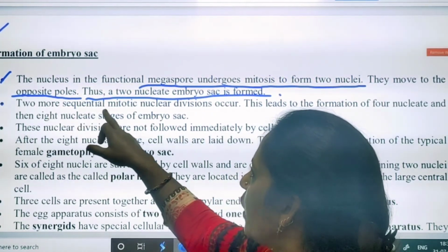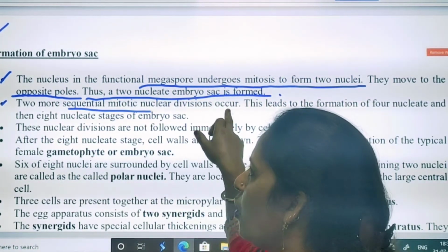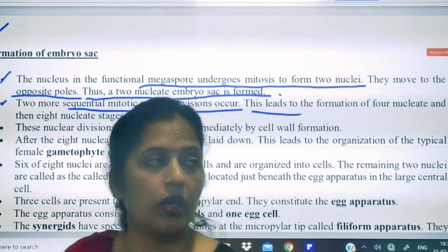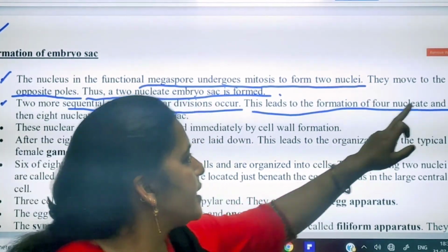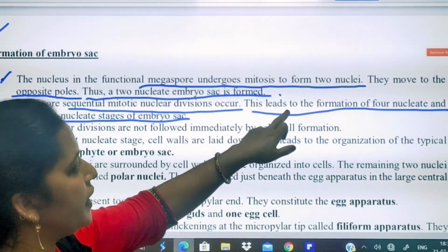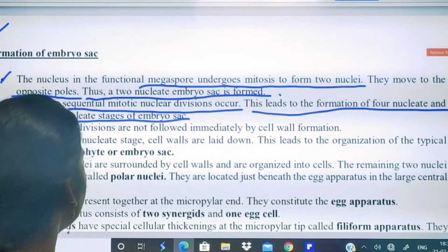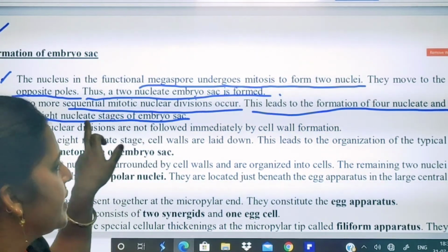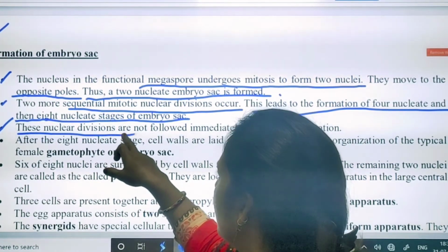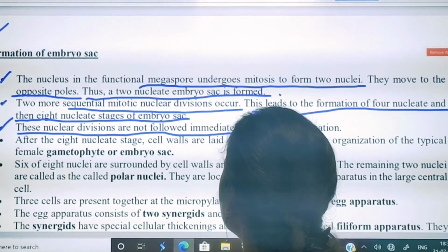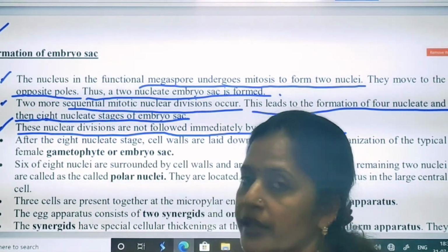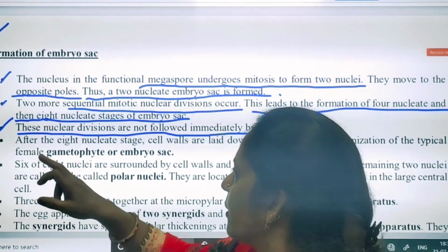Two more sequential mitotic nuclear divisions occur. This leads to the formation of 4 nucleate and then 8 nucleate stages of the embryo sac. What is it leading to? The 4 nucleate and after that the 8 nucleate stages of the embryo sac. These nuclear divisions are not followed immediately by cell wall formation.